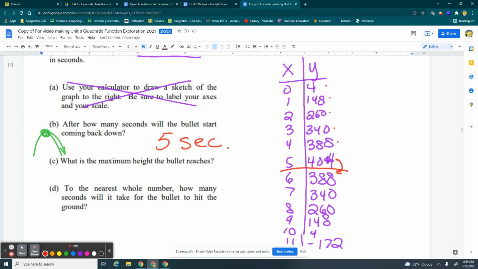And what's the highest height? Well, it's 404. That's pretty high. And part D, to the nearest whole number, about how many seconds will it take for the bullet to hit the ground? So at 10 seconds, it's 4 feet above the ground, basically. So we're going to say 10 seconds. At 11 seconds, according to our model, it's negative 172 feet in the ground.